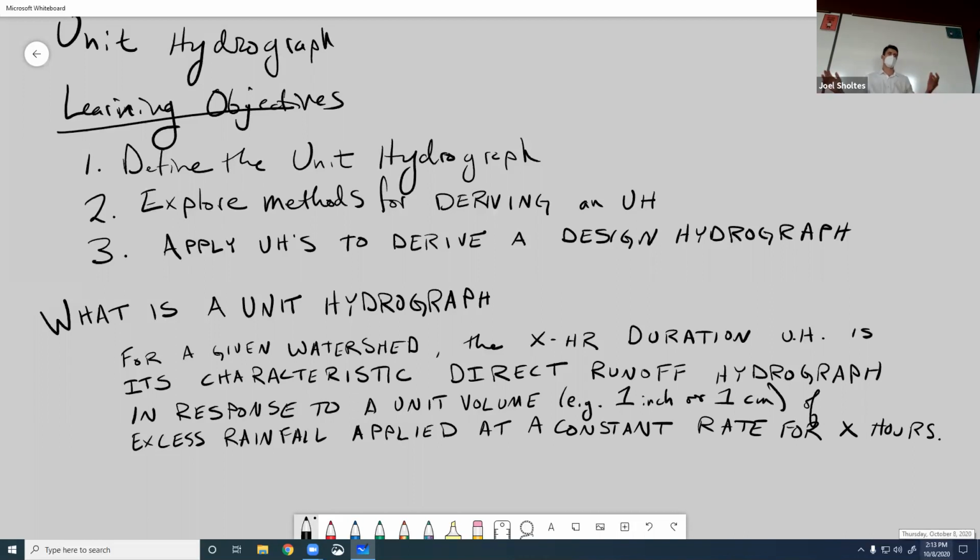A unit hydrograph. So we've got a watershed. We can call it an X hour duration unit hydrograph. We'll just stick with 1 hour. We've got rainfall coming off, and it's a unit rainfall, so 1 inch of rainfall. What is the hydrograph that comes out of that watershed per inch of rainfall, per unit of rainfall? And I should say excess rainfall, that's the rainfall that's actually going to run off, not necessarily come out of the sky.